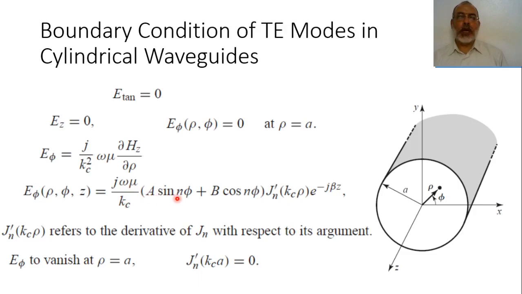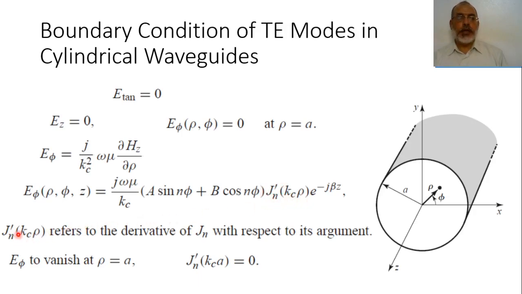So E phi as a function of rho, phi, and z from Hz is j omega mu over Kc multiplied by A sine n phi plus B cosine n phi, J dash n, which is the first derivative of the Bessel function of first kind of order n with an argument Kc rho, multiplied by e to the power minus j beta z. To make E phi equal 0 at rho equals a, this means that J dash n of Kc a must be 0.